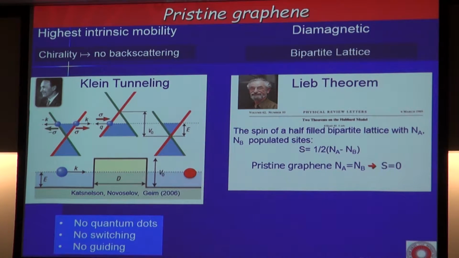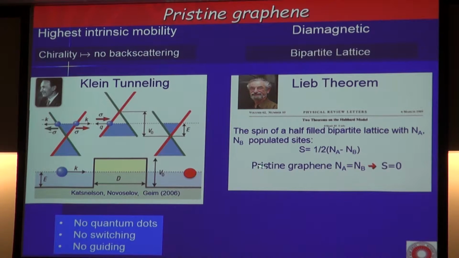It's one of the most diamagnetic materials known. And the reason is this famous Lieb theorem, which says that the spin of a half-filled bipartite lattice, bipartite means that it has two kinds of atoms in it, with the Na and Nb populated state, is equal to 1/2 times the difference between the populations of the two sublattices. And as you'll see in a moment, graphene has equal number, the two sublattices are equally populated, and as a result, pristine graphene, if you exclude the boundaries, the spin is zero, no magnetic moment.